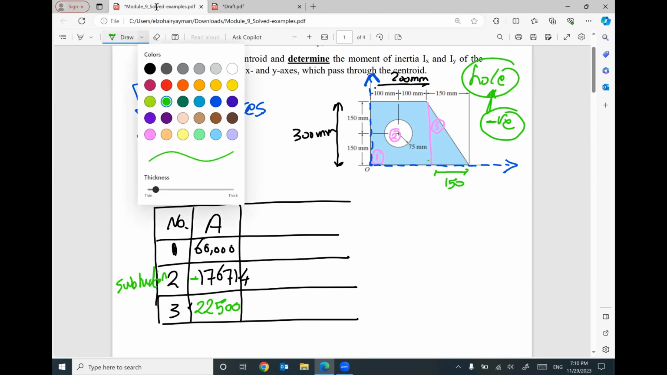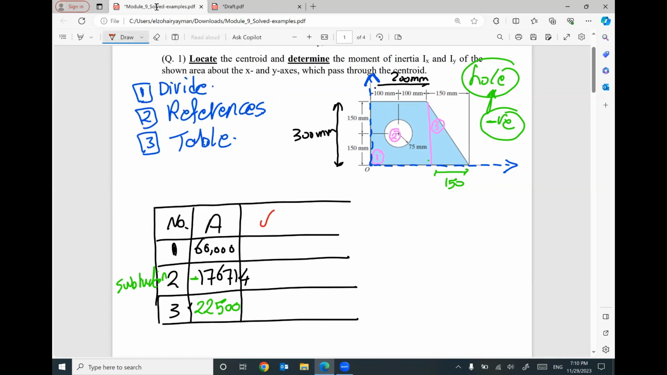In column number 2, I will put the distance x. What is the first part? I remember it has a centroid here. The horizontal distance between this centroid and your vertical reference looks like 100. Also, the centroid of the circle is at the same location, so the horizontal distance between the centroid of part number 2 and your vertical reference is also 100.